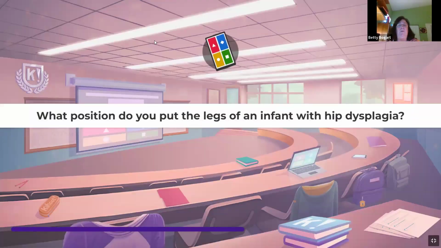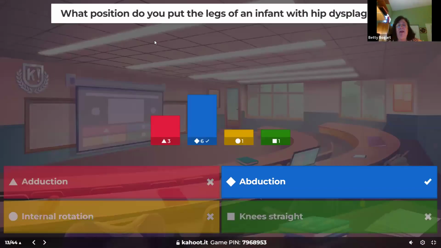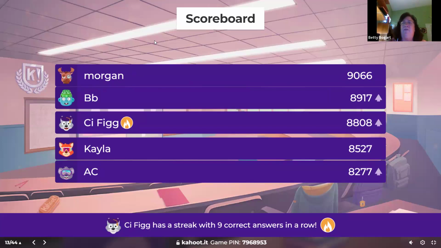What position do you put the legs of an infant with hip dysplasia? You're putting them in a Pavlik harness. How do you put it? What do they do? And it's called abduction, okay? Remember, Pavlik harnesses, 23 hours a day, check underneath, rub the areas if you need to, and have a cotton undershirt. Prevents that chafing.